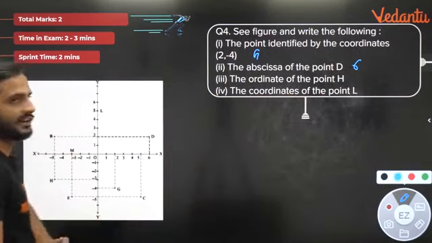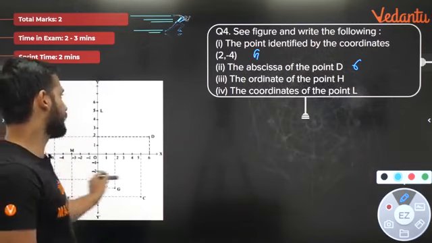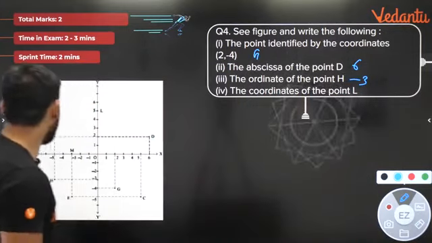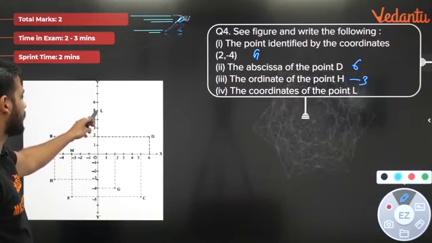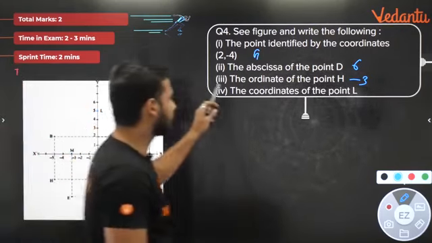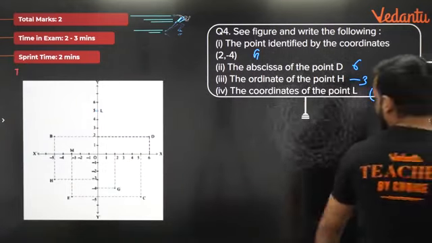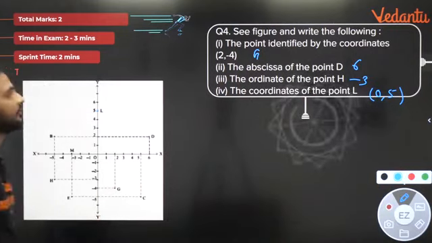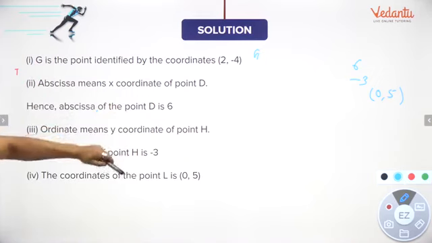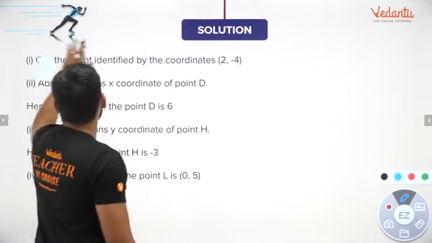The ordinate of the point H. Ordinate means y coordinate. H is here. Y coordinate is minus 3. The coordinates of the point L. L is here, on the y-axis. If a point is on the y-axis, the x coordinate is 0 and the y coordinate here is 5. So 0, 5. For the first one it is G; for the second, abscissa is 6, then minus 3, and 0, 5. Okay, let's move to the next part.